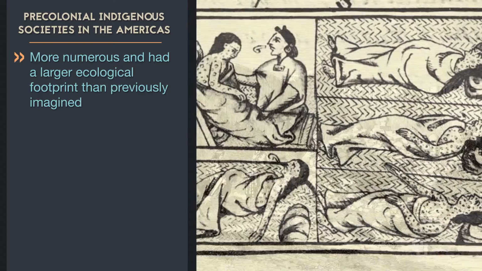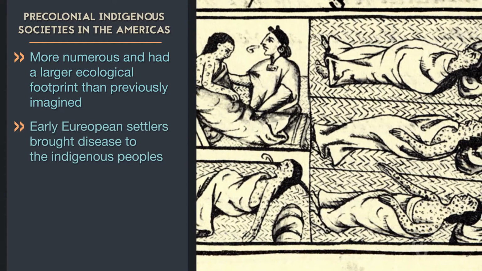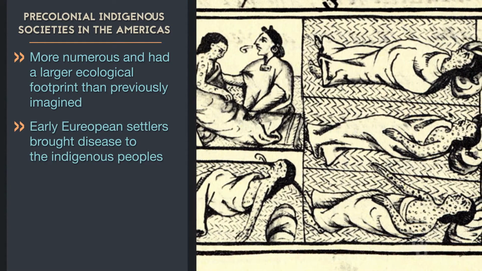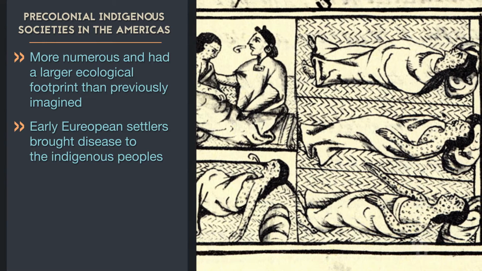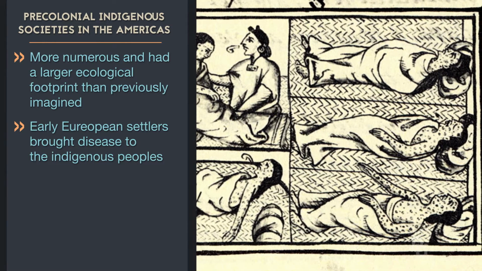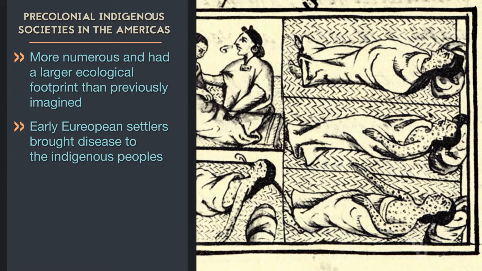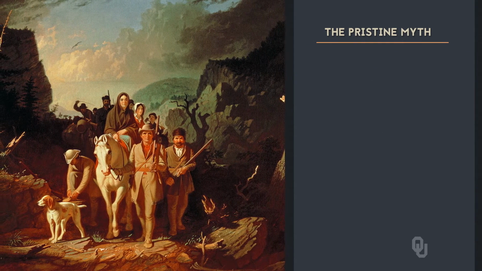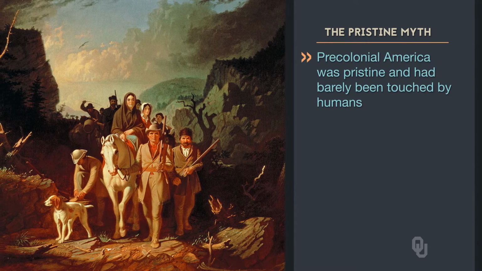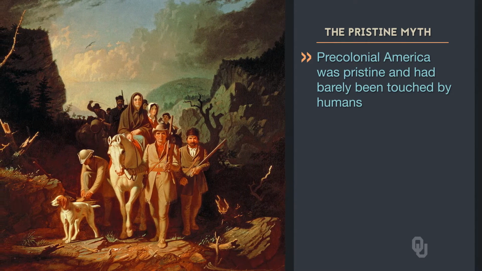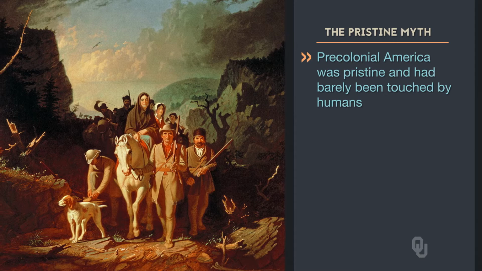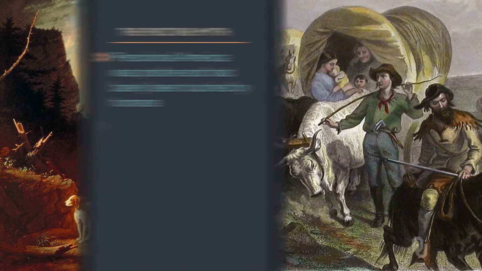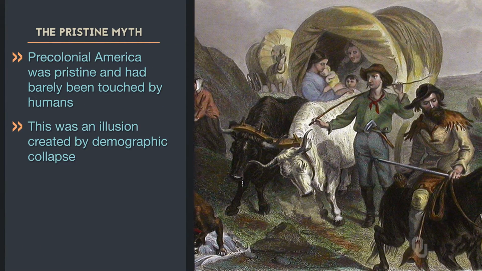Epidemics of zoonotic diseases carried by the earliest European explorers decimated indigenous populations before most European colonists ever set foot in the New World. This enabled settlers to construct what is often called the pristine myth, or the idea that the pre-colonial Americas were a pristine landscape barely touched by humans. In reality, Mann suggests, this was an illusion created by demographic collapse.